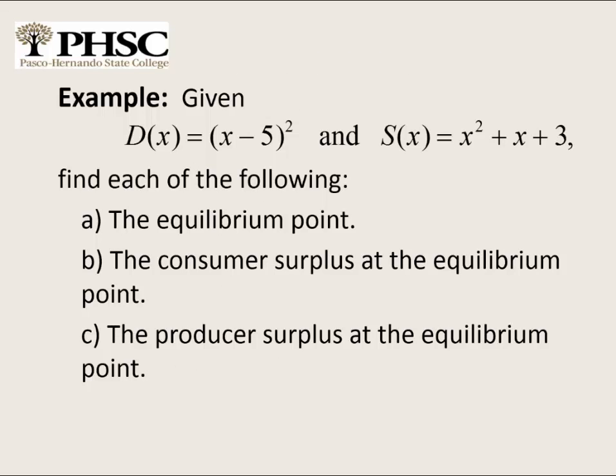So here's another example. Given that the demand function is (x minus 5) squared and the supply function is x squared plus x plus 3, find each of the following. We're going to find the equilibrium point, that means the point where these two functions intersect. We're going to find the consumer surplus at the equilibrium point and the producer surplus at the equilibrium point.